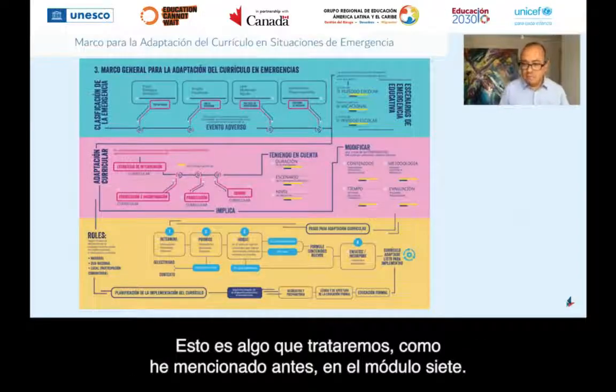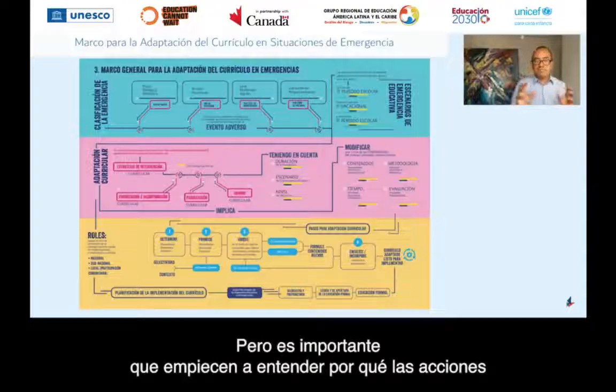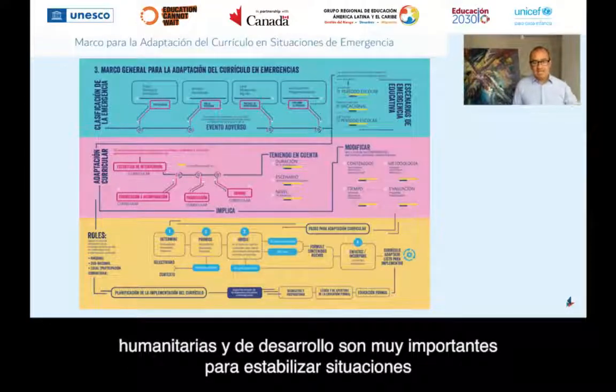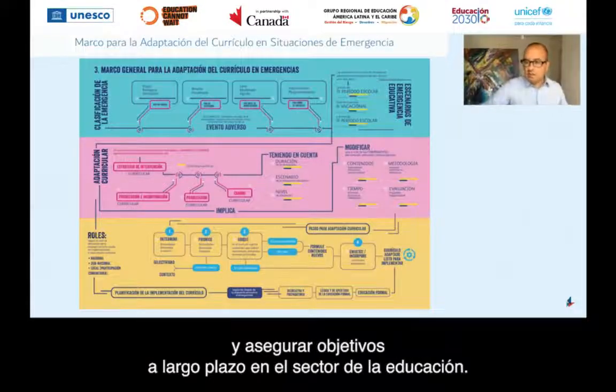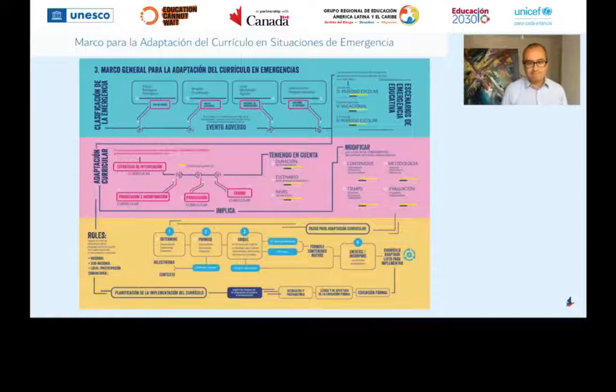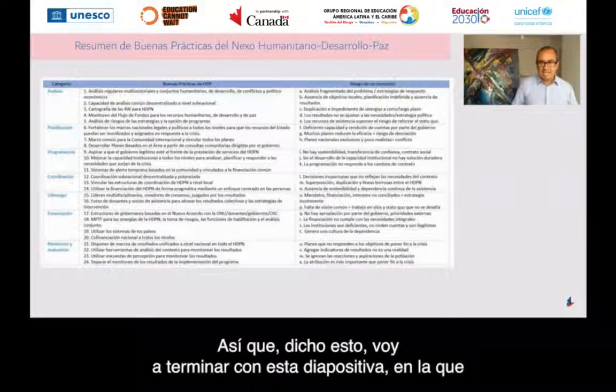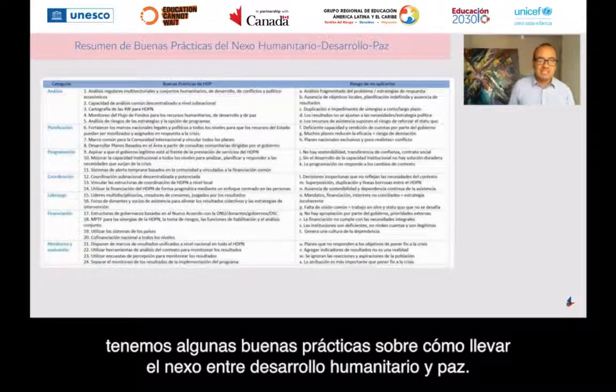This is something that we'll be discussing, as I mentioned before, in Module 7, but it's important that you start understanding why development and humanitarian actions are very important in order to stabilize situations and secure long-term goals in the education sector. So, saying this, I'm just going to finish with this slide on which we have some good practices about how to bring the humanitarian development peace nexus.